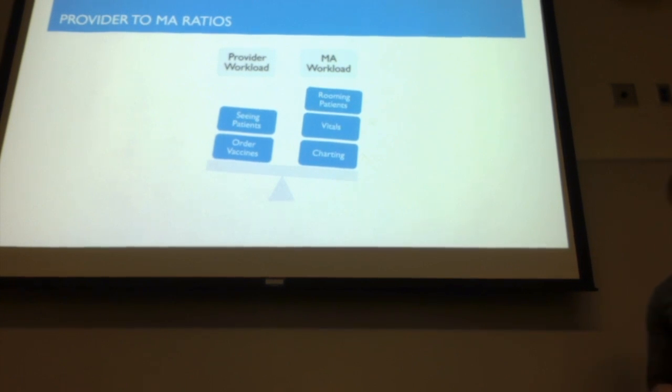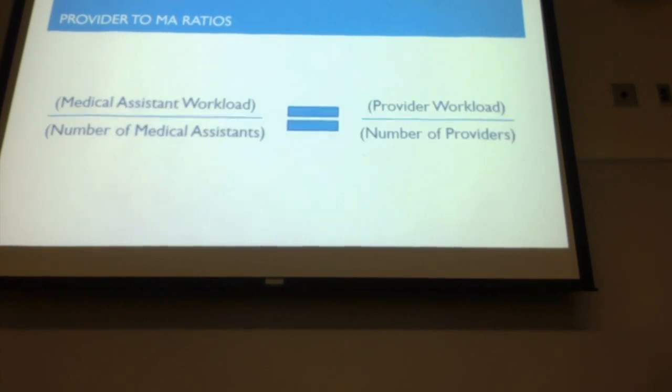But before we get into some of those, first we wanted to look at the provider to MA ratio at KPP. Upon starting our observations, we heard from a lot of the MAs especially that they felt they were understaffed and that it was slowing them down just because they didn't have enough MAs. So we wanted to see if we could actually put this into numbers and see if there was actually data to support this.